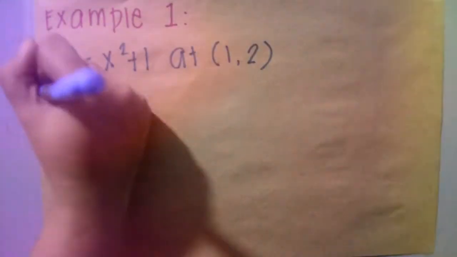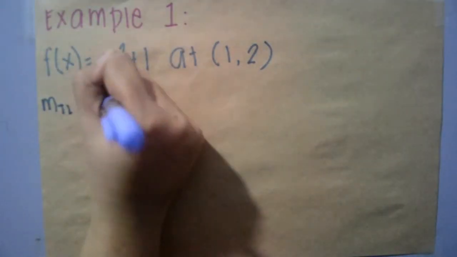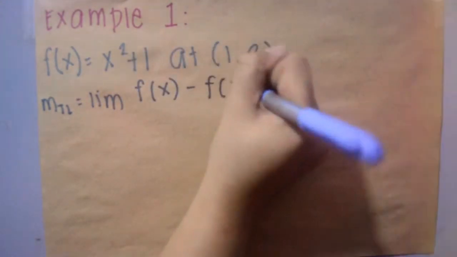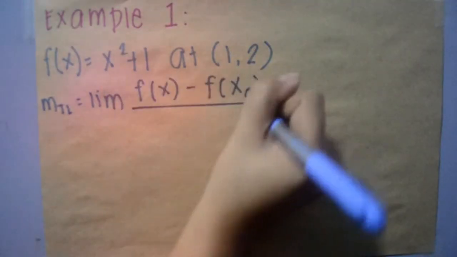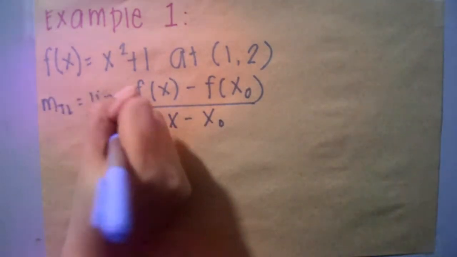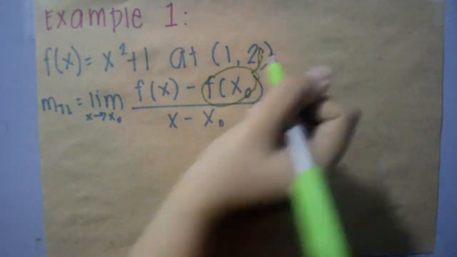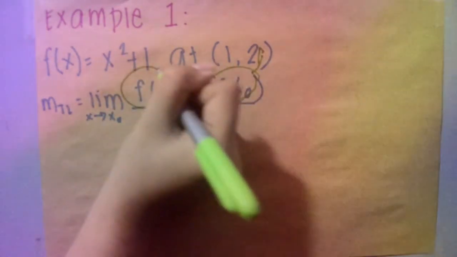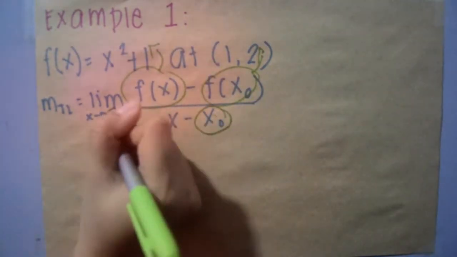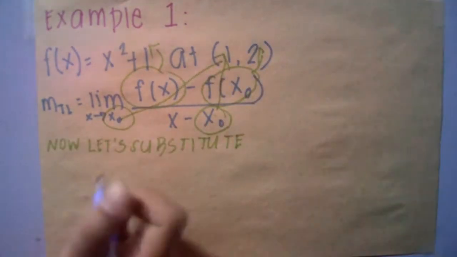So what we have here, guys, is example number 1, which is f of x is equal to x squared plus 1 at (1, 2). So now I'm just showing you how to get the slope of a tangent line with this formula, which is the limit of f of x minus f of x sub 0 all over x minus x sub 0 as x approaches x sub 0. At this point, I'm just showing you which of the following one is which. So f of x sub 0 is the y coordinate, f of x is the equation, x sub 0 is the x coordinate, and x will just remain as x.